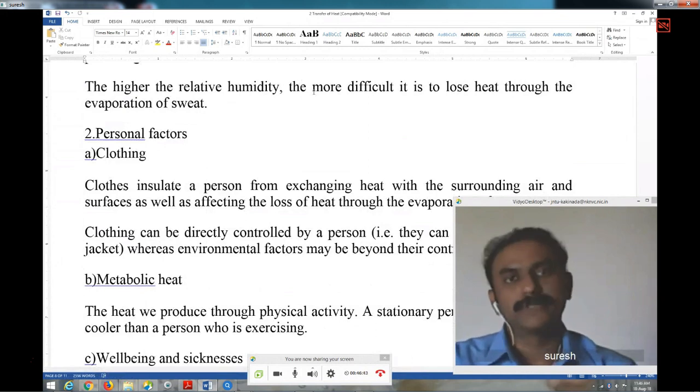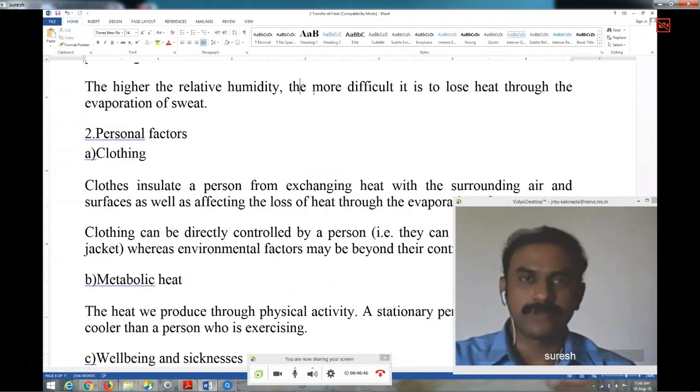During summer seasons, we feel the outside temperature is somewhat hot, and humidity is also very low. So your body is releasing heat through sweat. Coming to winter season or rainy season, outside temperatures are somewhat cool compared with your body temperature. When the humidity is more, your body is unable to release heat through the release of sweat. Then personal factors.